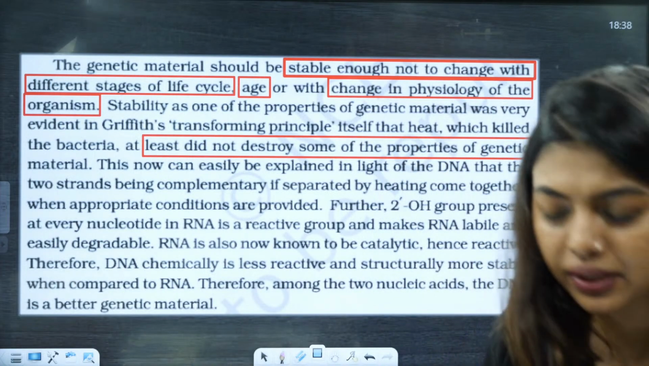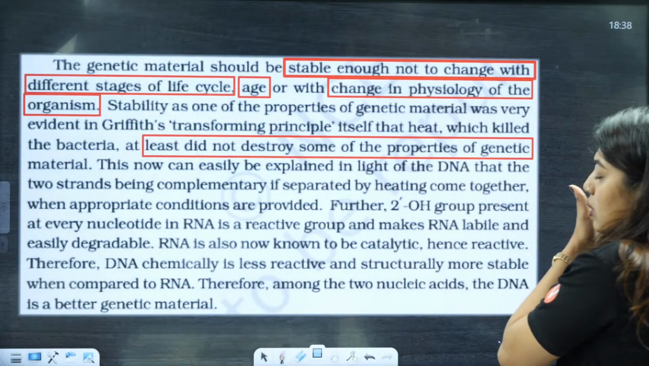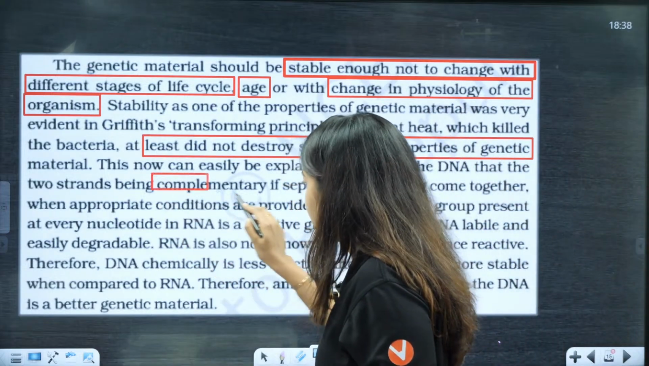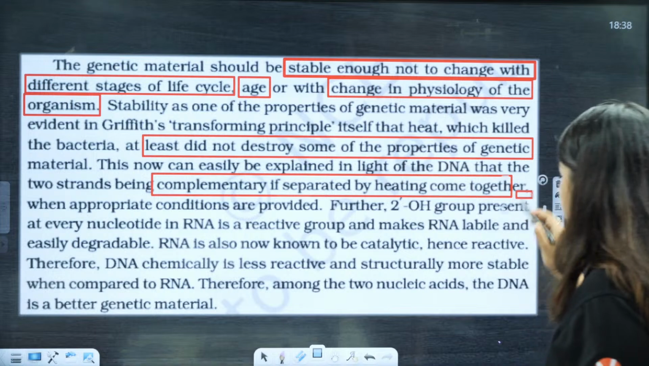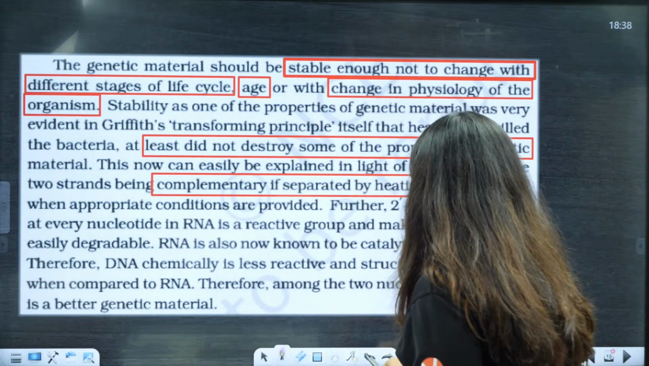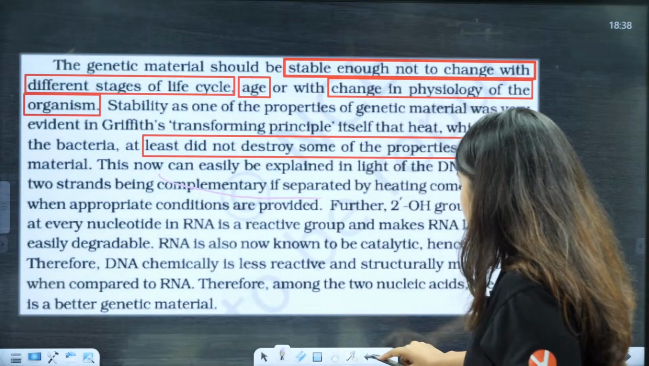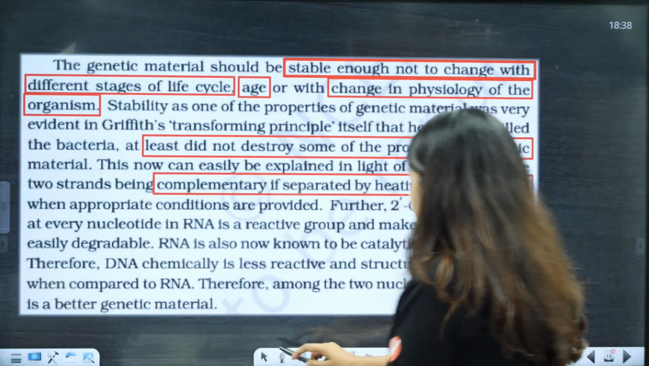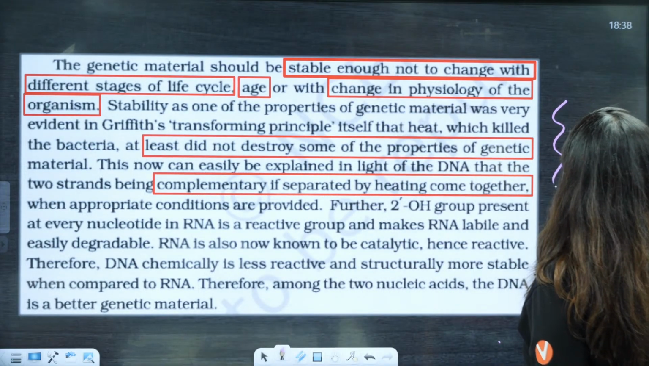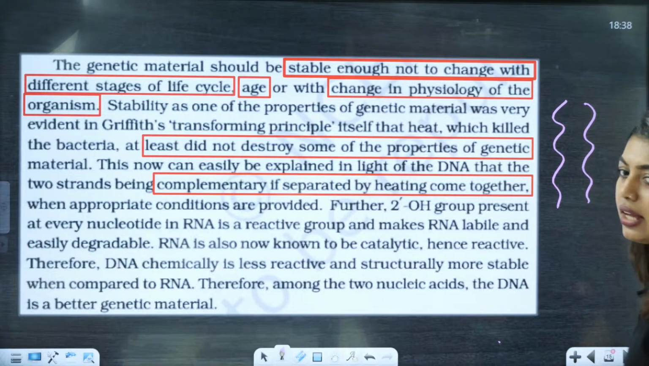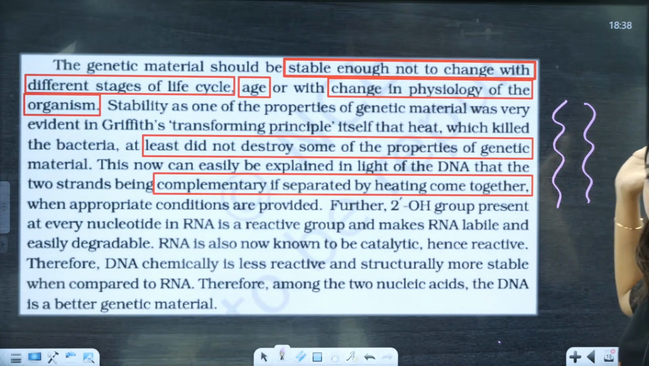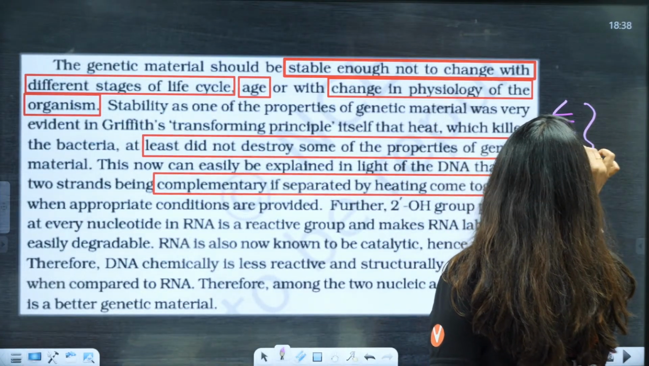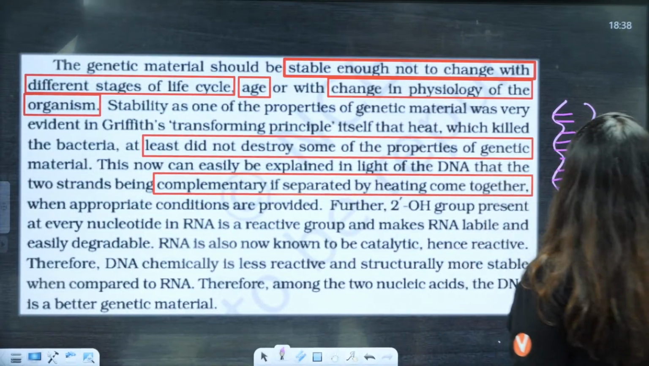Awesome. Okay, yes. So this can now easily be explained in the light of the DNA: two strands being complementary, if separated by heating, come together. Students, you understood? Complementary, if separated, it's going to come together. So let's say there is a DNA strand, and I separate it by heating. After some time they also have a tendency to come back together. Obviously, students, they are complementary to each other, they will come back together.